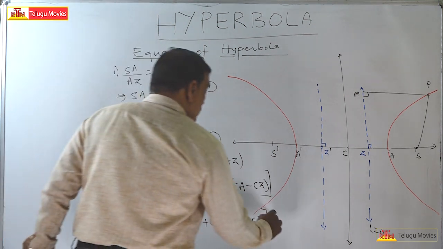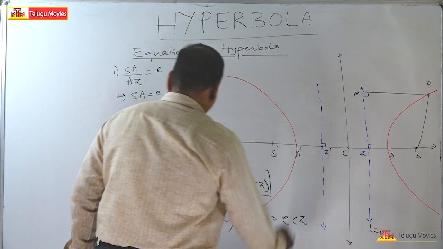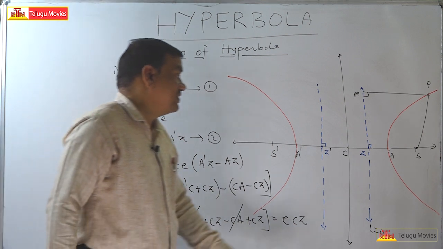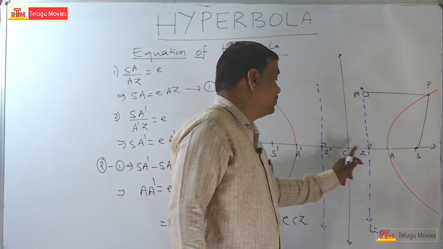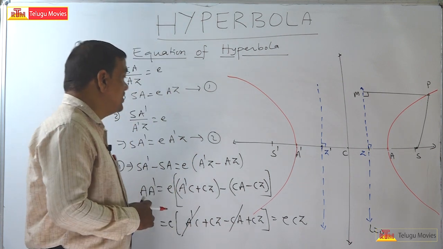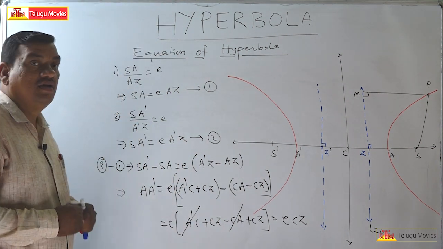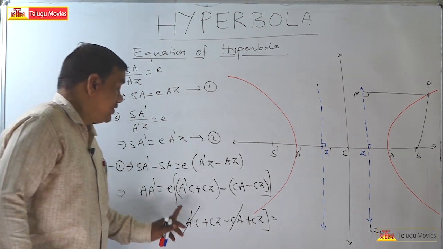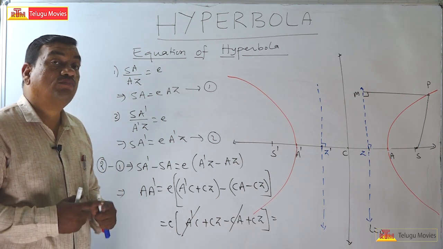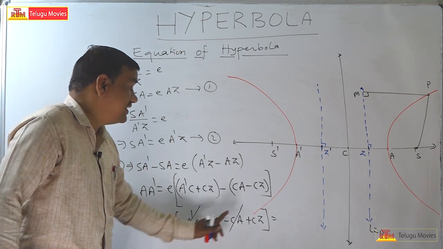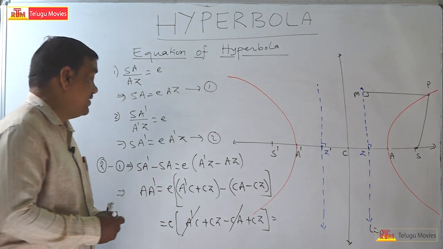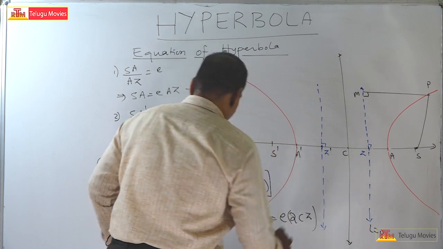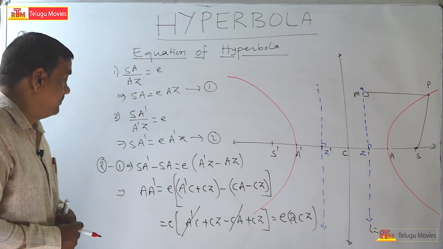Therefore, we can cancel these two quantities. So we got E times CZ. Therefore, A dash is equal to E times CZ. One relation we got. Now, let us keep it like that and continue the derivation. Here A dash C minus CA both get cancelled. So CZ plus CZ, 2CZ, we have.